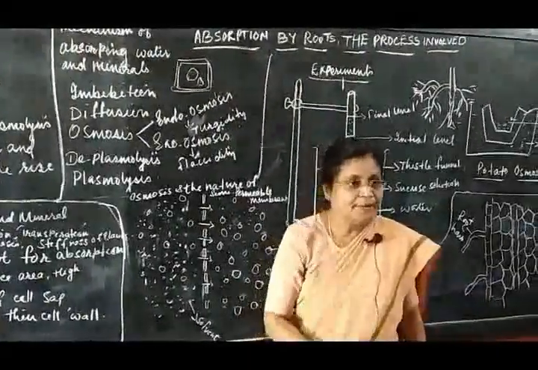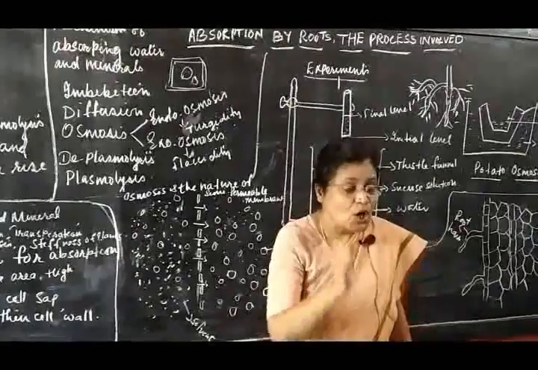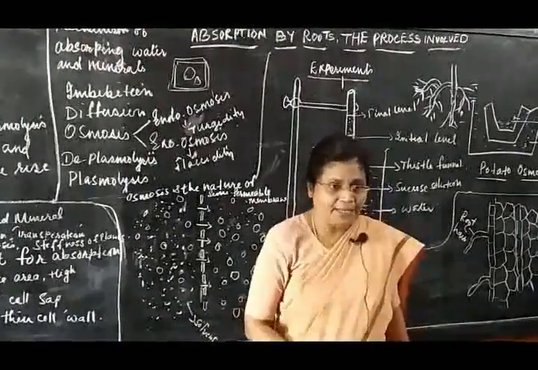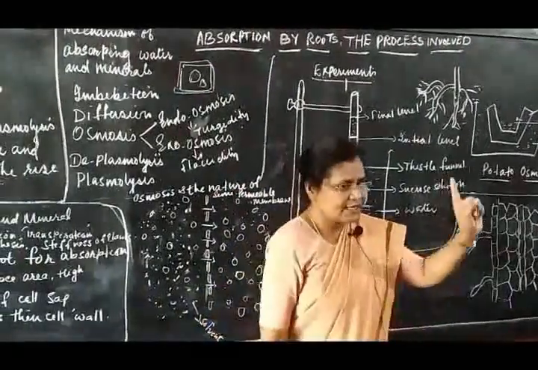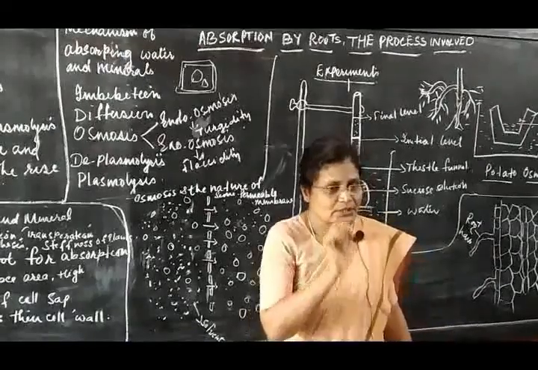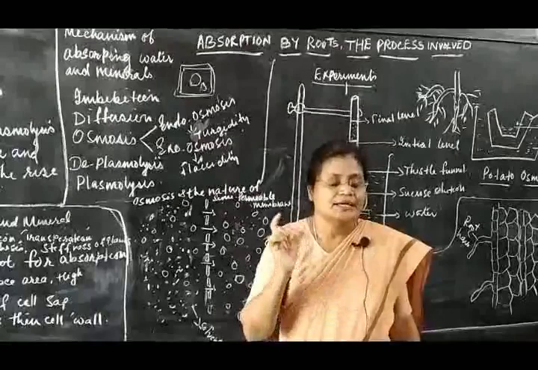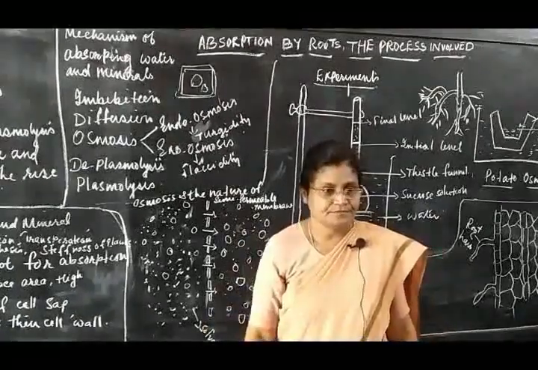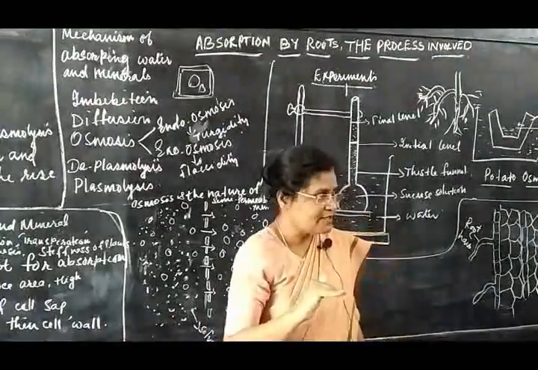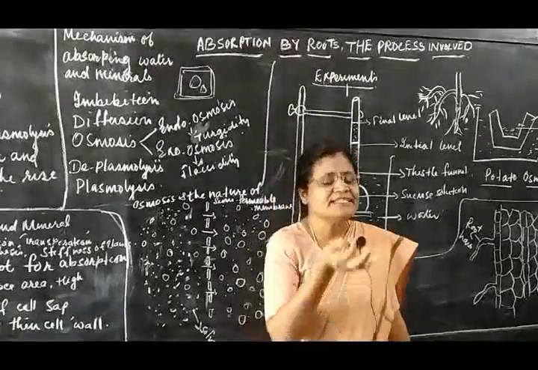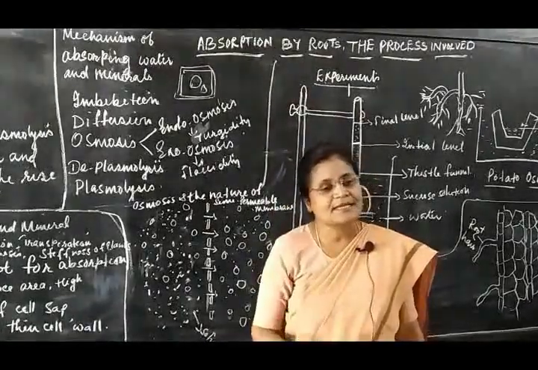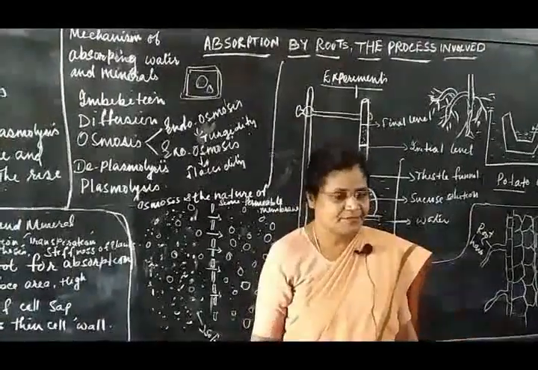I repeat, imbibition is absorption of water by living or dead cells due to, remember this word is important, surface attraction is called imbibition. I am sure you have got it very clearly. And the significance of imbibition is it helps in the germination of seeds.